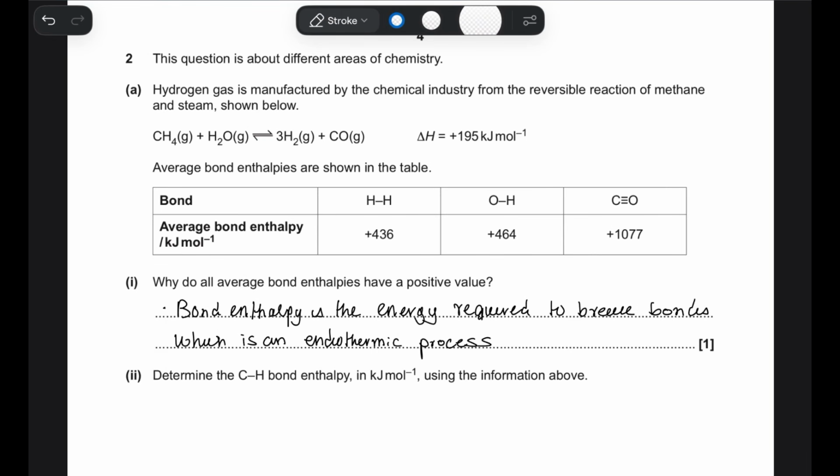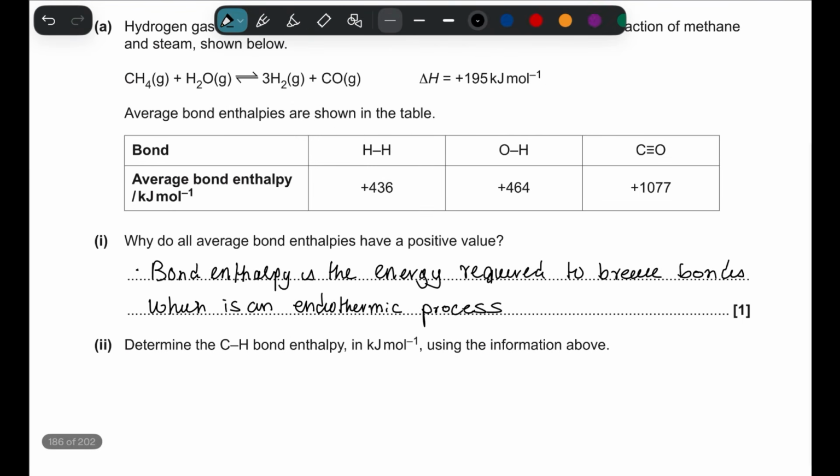Okay, so looking at this question, we're talking about bond enthalpies now. First of all, they're saying, why do all average bond enthalpies have a positive value? Well, it's because bond enthalpy, if we define it, is the energy required to break covalent bonds. So that's an endothermic process, which is why we're going to say that all of them are positive, because they're all endothermic.